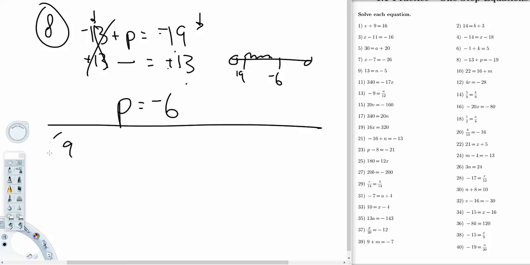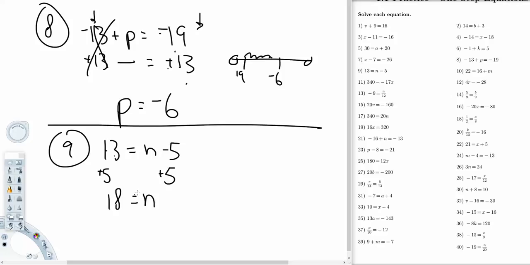All right, number 9. 13 equals n minus 5. So the opposite of minus 5 is 5. And we have to do it to both sides for this statement to be equal. And that n, 13 plus 5 equals 18. Am I right? Yes, I am.